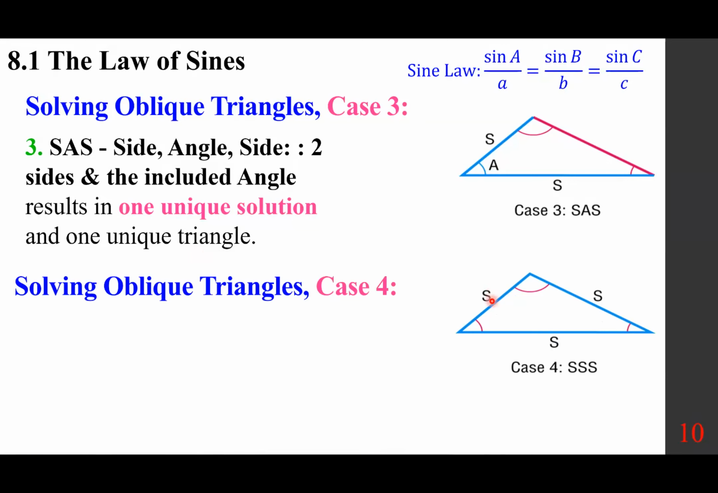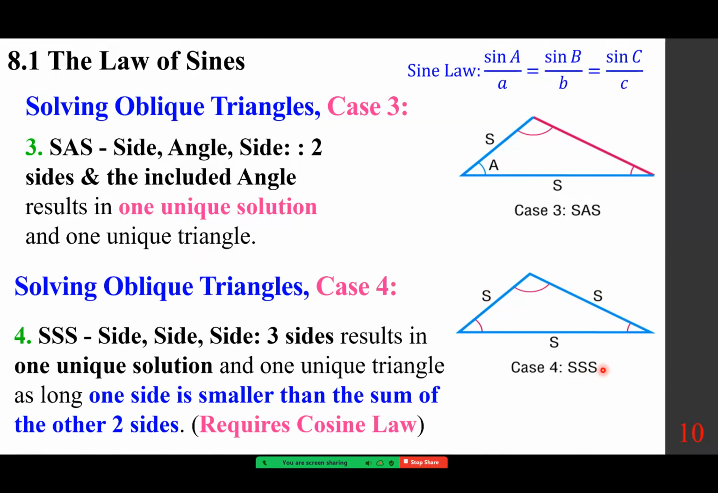Case number 4, when we have all the sides, SSS. Three sides results in one unique solution and one unique triangle, as long as one side is smaller than the sum of the other two sides. And we have to go with the cosine law, the next section, to solve this. So those are various cases, everybody.